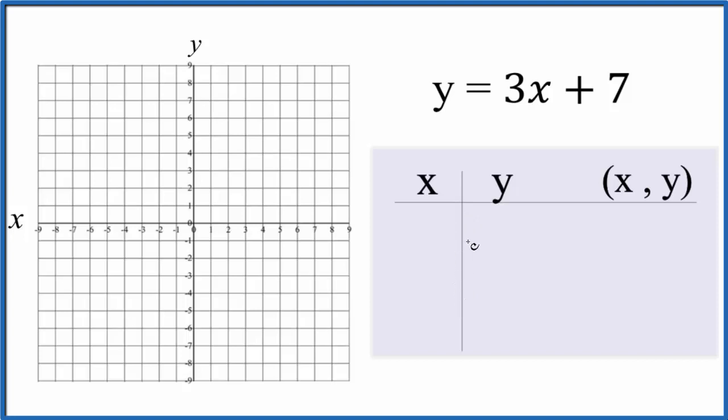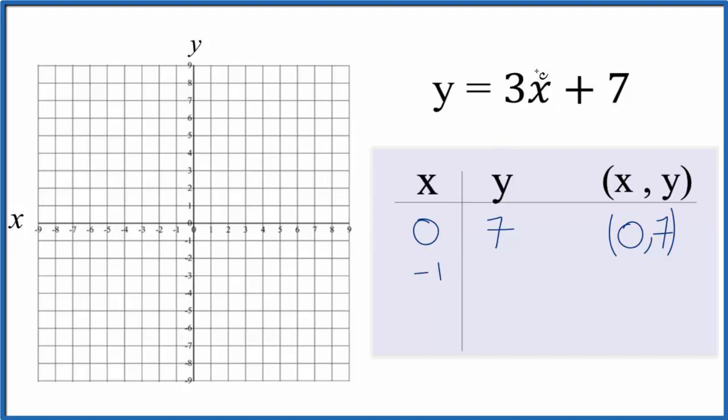So why don't we start out with 0? Because 3 times 0 is 0, plus 7. That just gives us 7. And we can put any values in for x. They'll all be on the line y equals 3x plus 7, but we want things that are going to fit on the graph. I think I'm going to put negative 1 in.